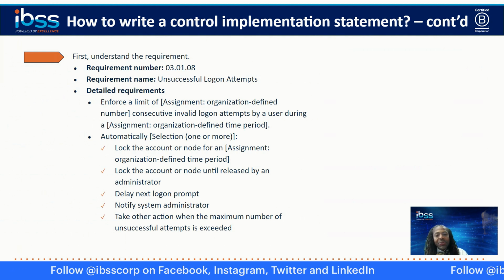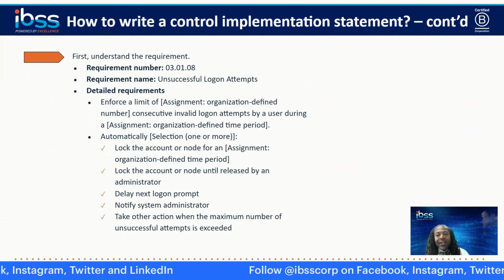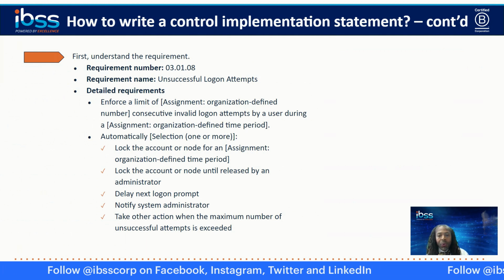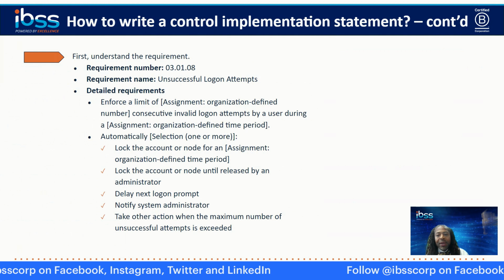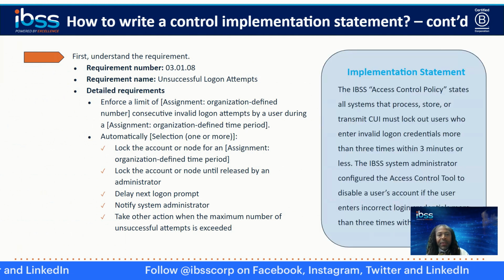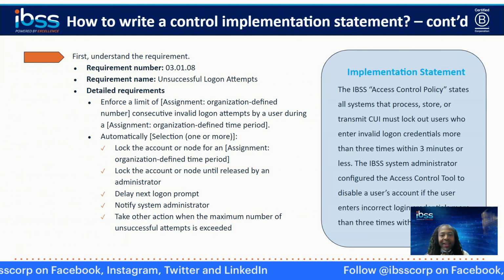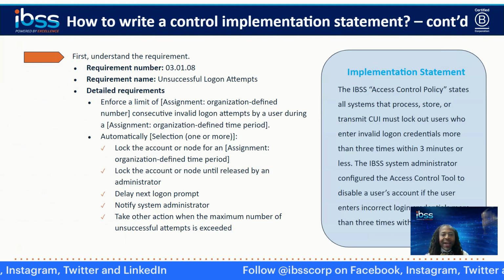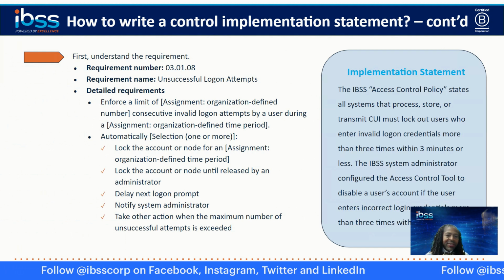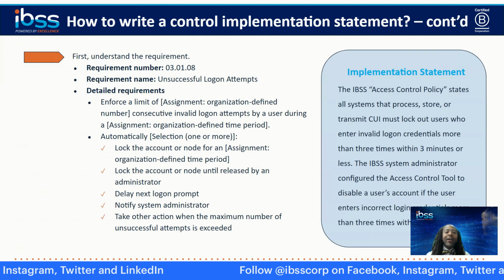So now I'm going to show you an example of an implementation statement that meets this requirement. And ultimately, it is a control that the organization has implemented to fulfill the requirement. What I've done is this is a scenario. So while you might see the IBSS access control policy, this is actually fictitious. So anybody that tries to hack us, our controls are implemented in this way, so you'd be wasting your time.